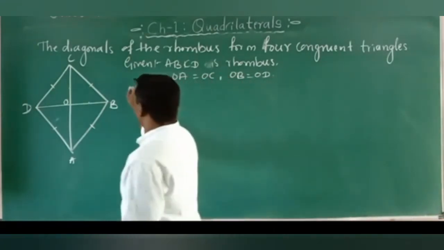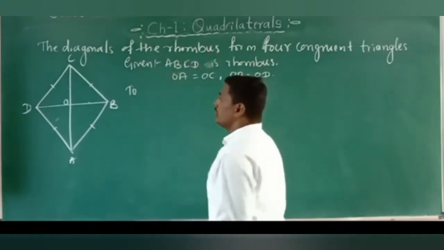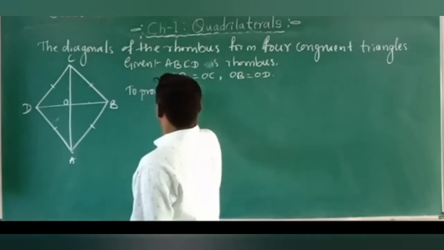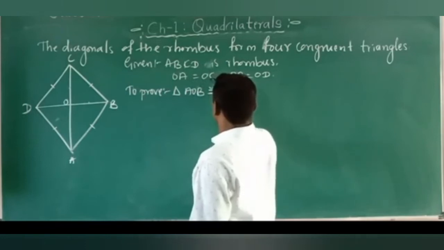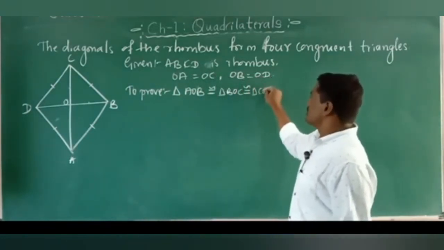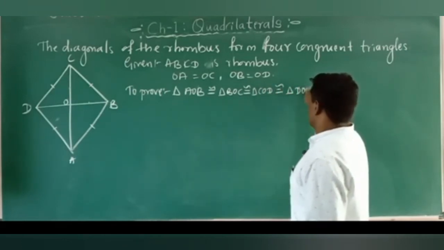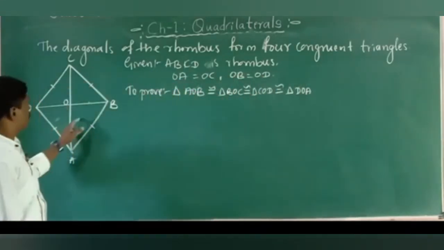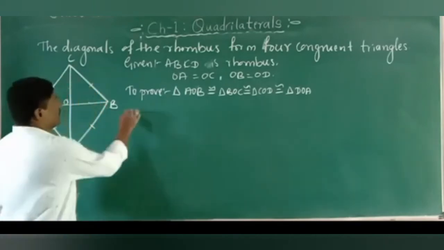What you have to prove here? The four triangles formed by the diagonals are congruent. You need to prove that triangle AOB is congruent to triangle BOC is congruent to triangle COD is congruent to triangle DOA. The four triangles of the rhombus are congruent to each other. Okay. Proof.